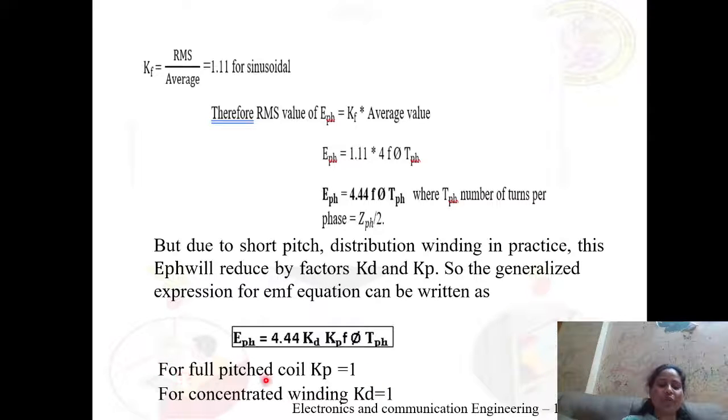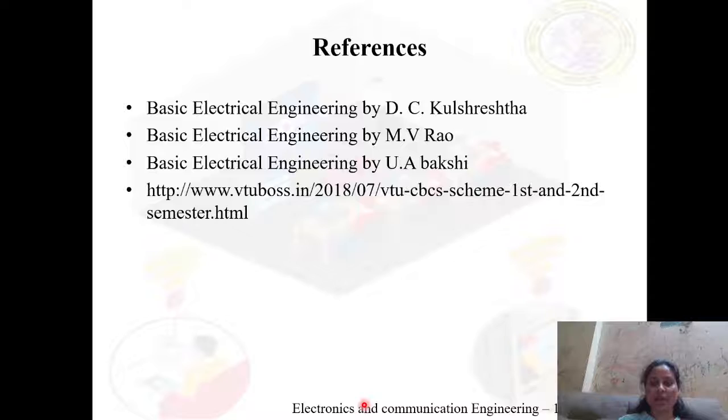For a full pitch coil, the KP value will always be equal to 1, and for the concentrated winding, the value of KD will always be equal to 1.